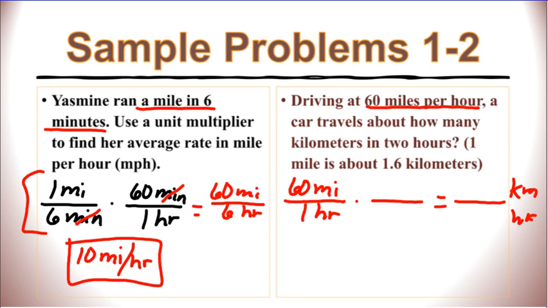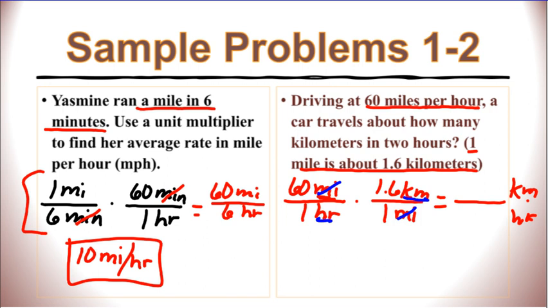So now we need to get rid of miles and have kilometers. So I'm just going to put my 1 mile on the bottom because it has to be the opposite of this one right here. So that's where I start first. And this is my unit multiplier right here. 1 mile is about 1.6 kilometers. So I'm going to put 1.6 kilometers on top because that has to be on top in my answer. So now miles divide each other off, and I'm left with kilometers per hour, just like I want in my answer.